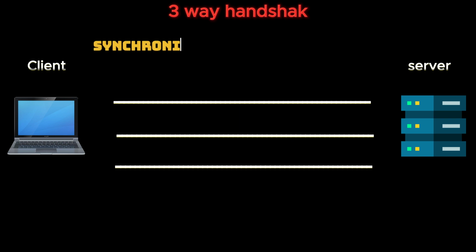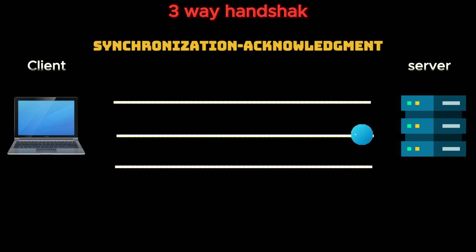Synchronization acknowledgement. Upon receiving the sync segment, the server responds with a TCP segment of its own. The server acknowledges the client's SYN by setting the acknowledge flag and also sends its own SYN flag. The server also chooses its own initial sequence number for the connection.